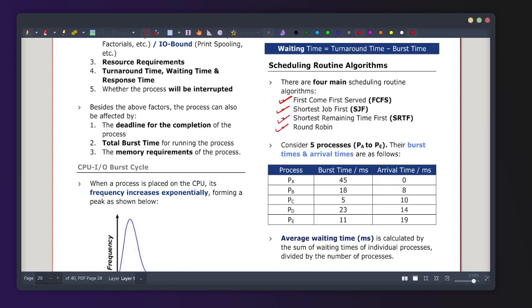Now, writing these terms in full form might be quite tongue twisters. So therefore, first come first serve is summarized as FCFS. Shortest job first is referred to as SJF. And shortest remaining time first is referred to as SRTF. Round robin, of course, you can refer to as RR, but let's just refer to it as round robin. It's not as complicated as the rest.